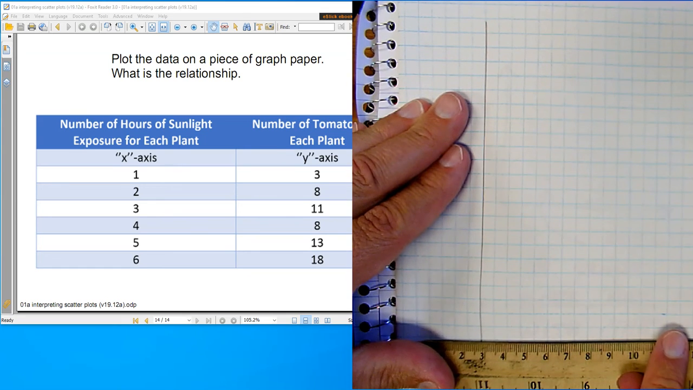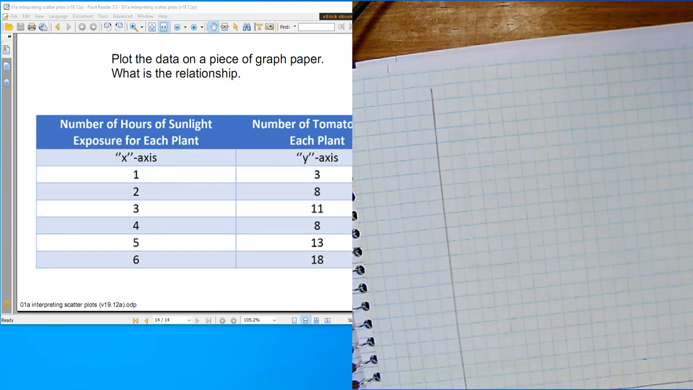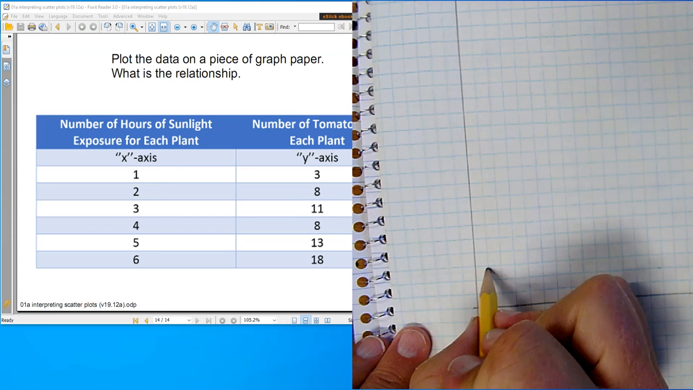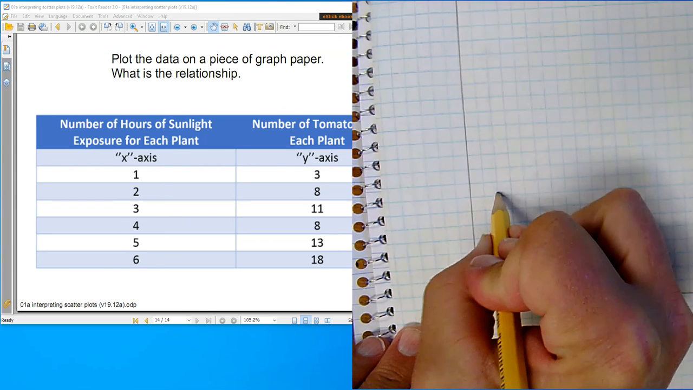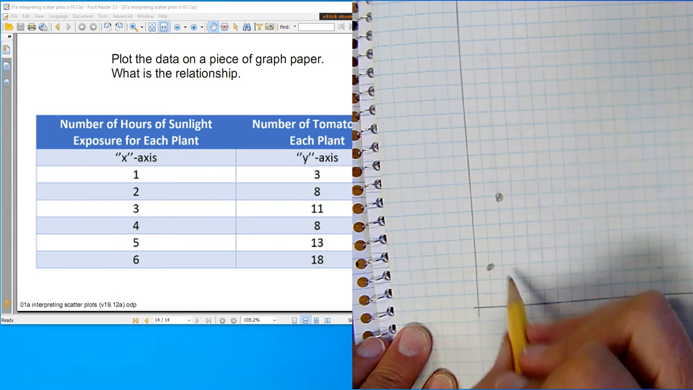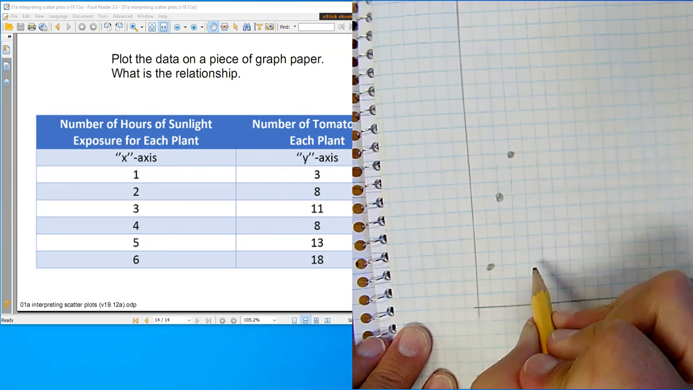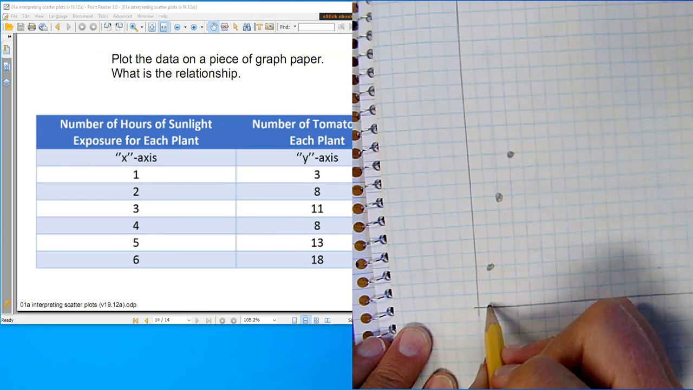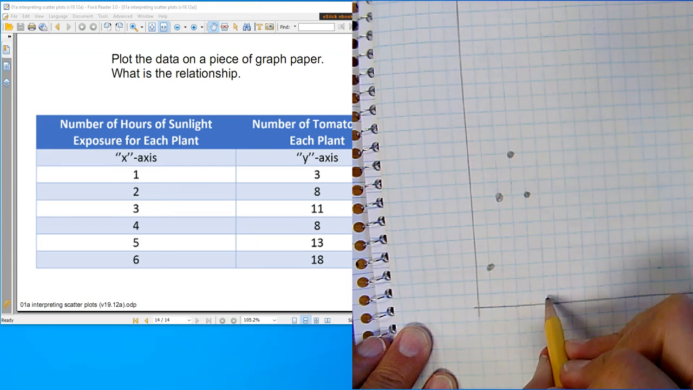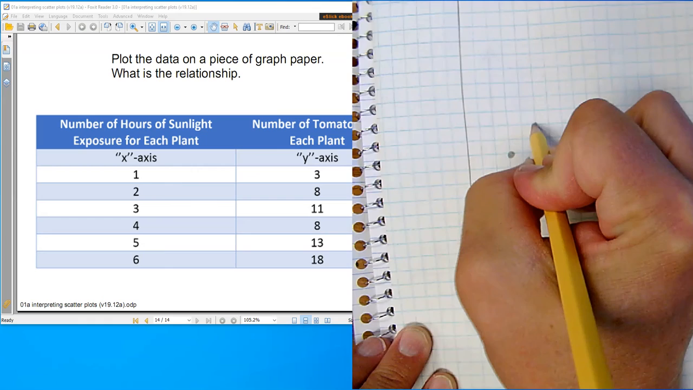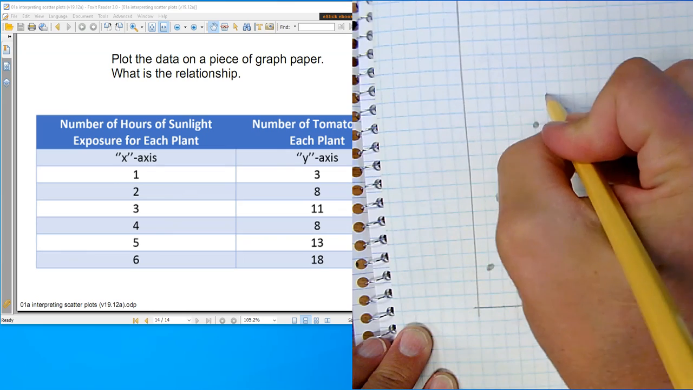So I create a coordinate system. And I'm going to plot (1, 3), (2, 8), (3, 11), (4, 8), (5, 13), (6, 18).